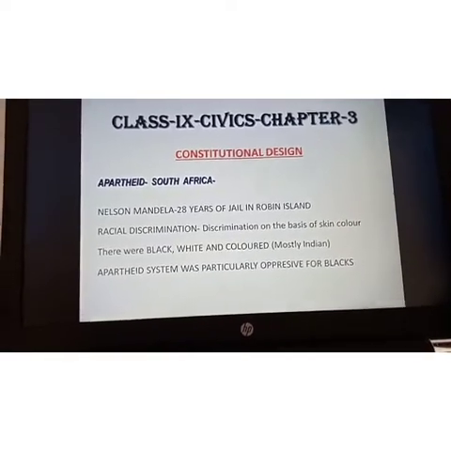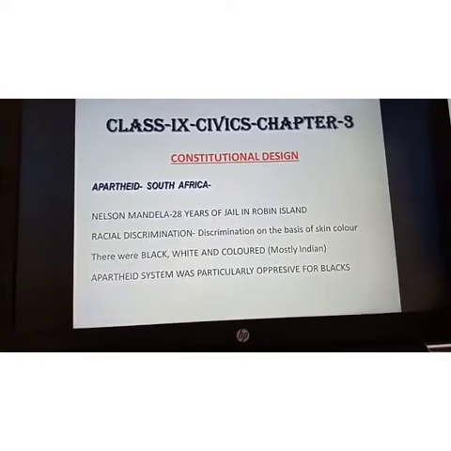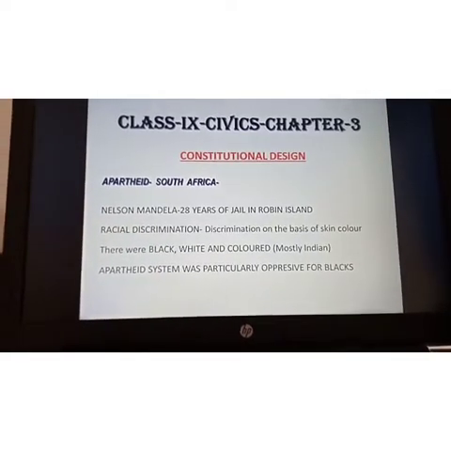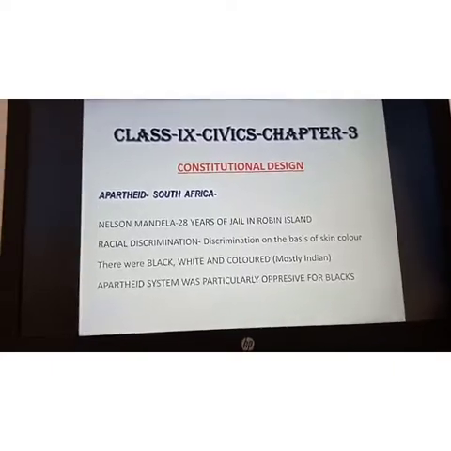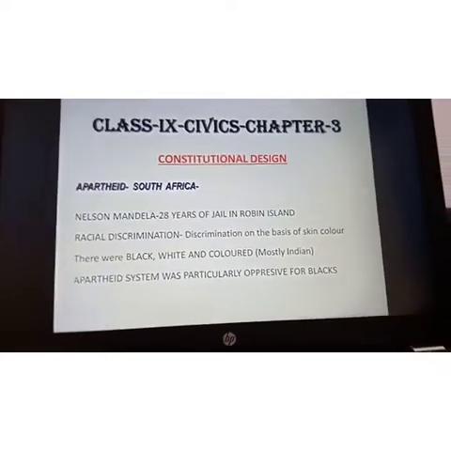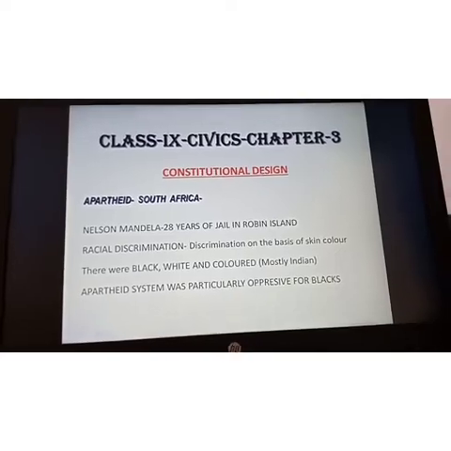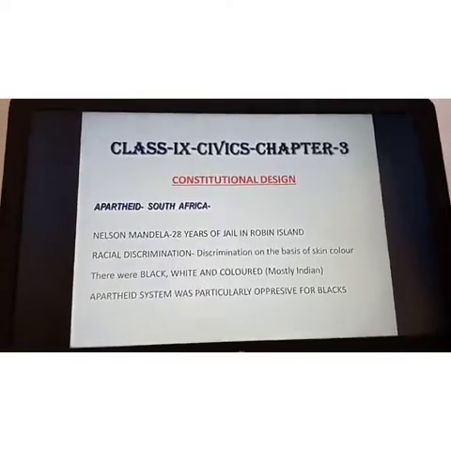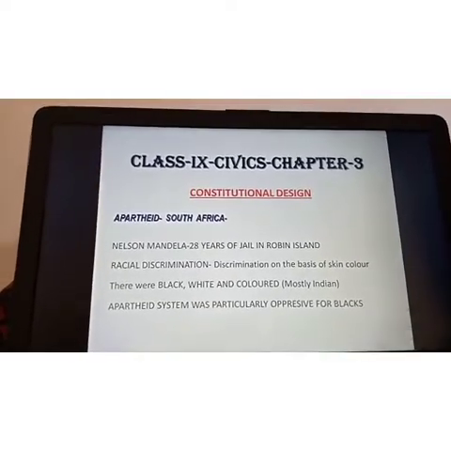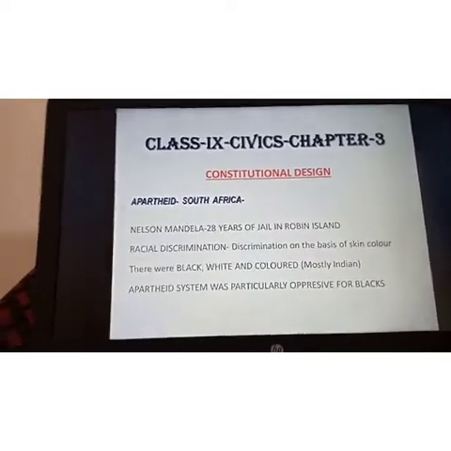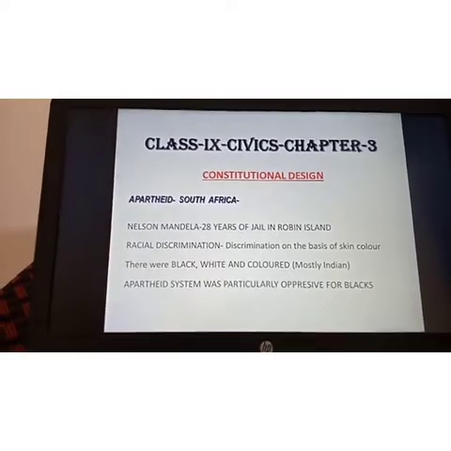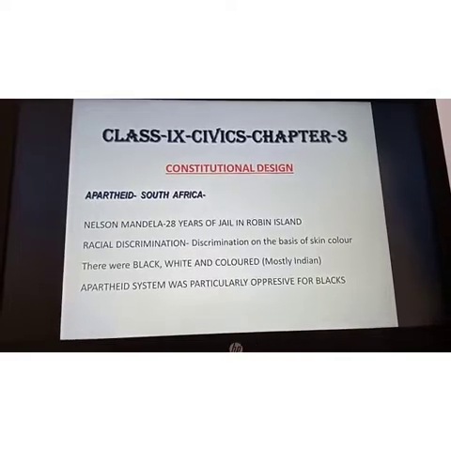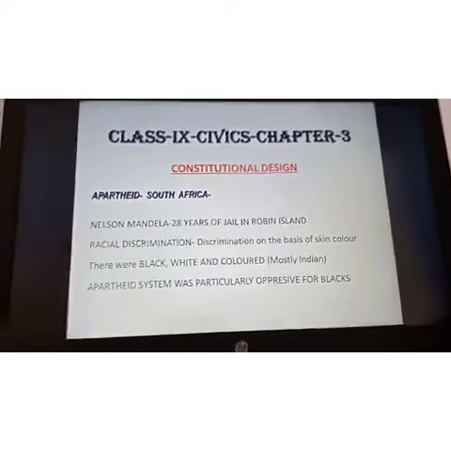Against racial discrimination, one name you all know well is Nelson Mandela. Nelson Mandela was the freedom fighter of South Africa. He spent 28 years of his life in a dreaded prison, and the name of the jail was Robben Island, one dreaded island of South Africa. The jail was made over there, and in that jail he spent his 28 years. So what was his need of fighting? He wanted to make South Africa a free country.